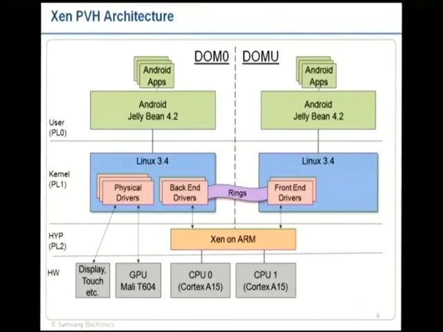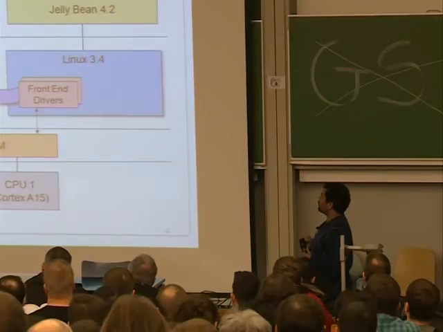The memory management doesn't change. If you see the IO devices, the Mali, touch display, everything is para-virtualized. And we have the virtual CPUs running on Xen. So this is the basic architecture of the whole system.